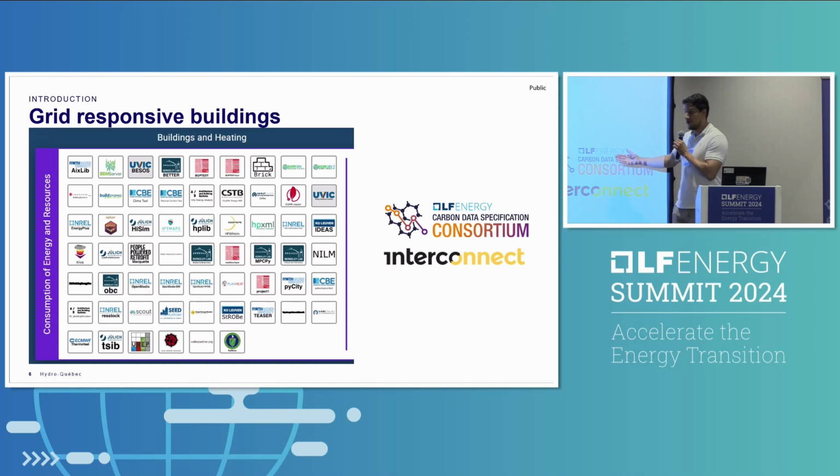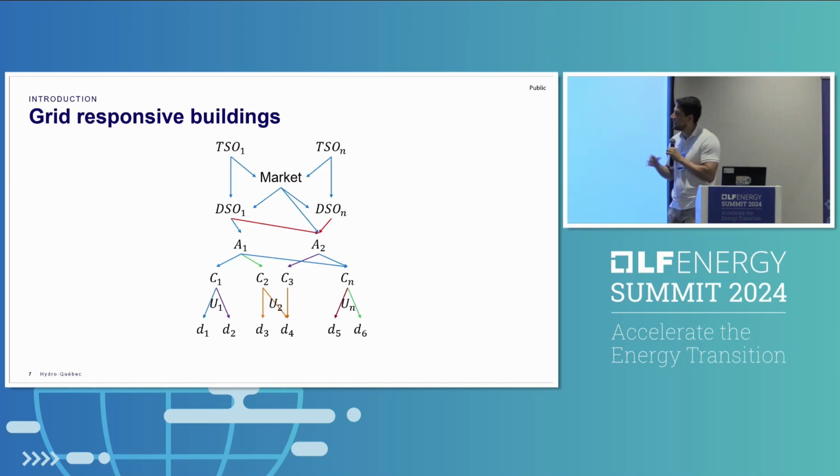We are aware, of course, of other leading projects such as the Carbon Data Specification Consortium and the Interconnect Initiative, also very interesting. But those projects, I feel, don't address the needs we have as a utility of how to manage the assets of the customers. So I will just give an overview of the problems you will face when you want to connect the assets of the users behind the meter, okay?